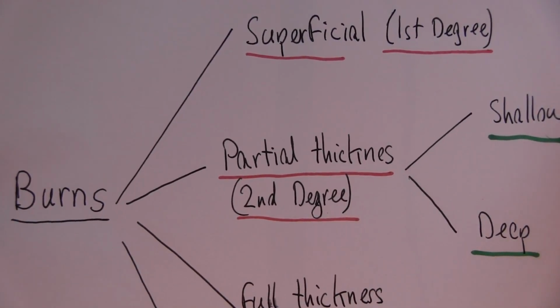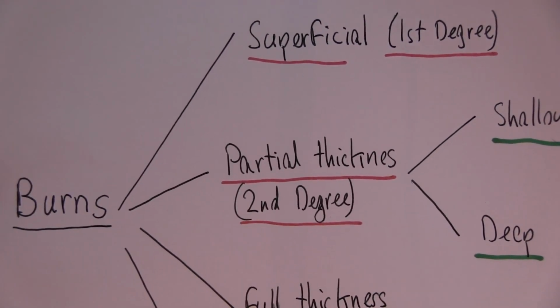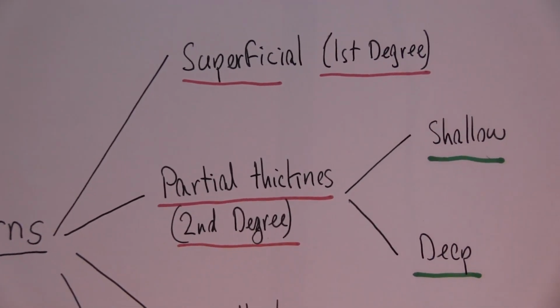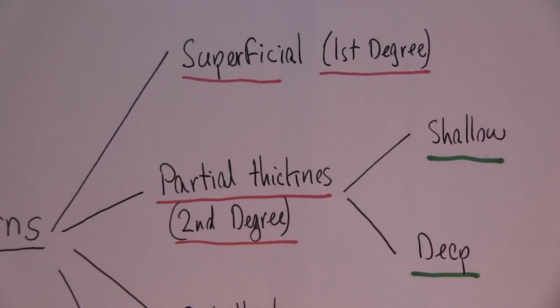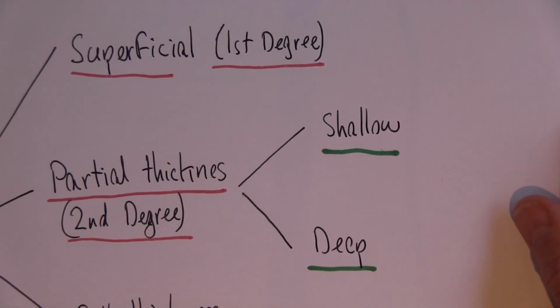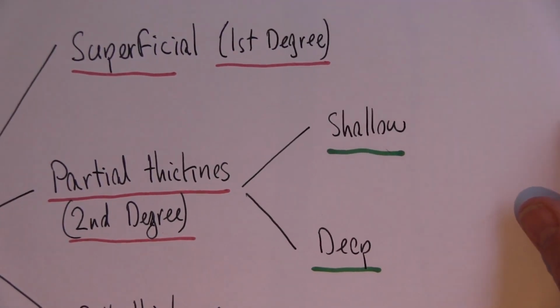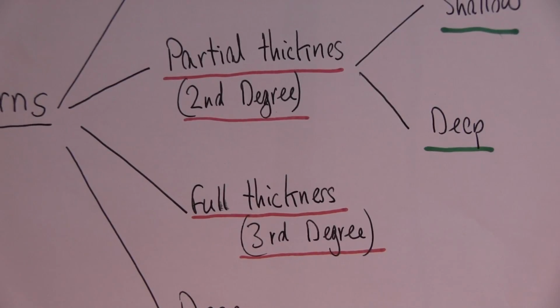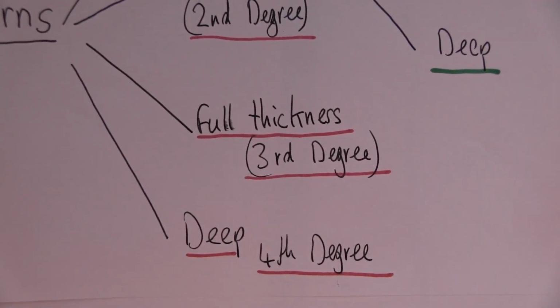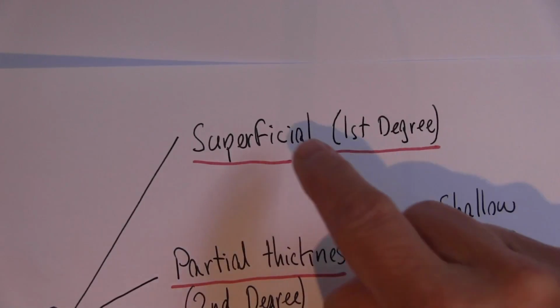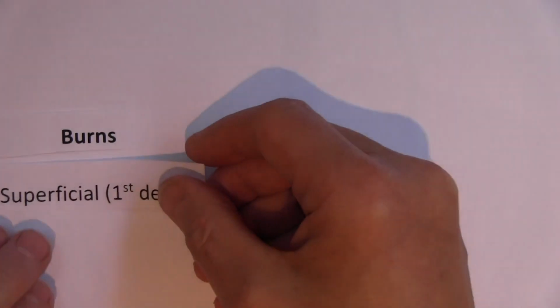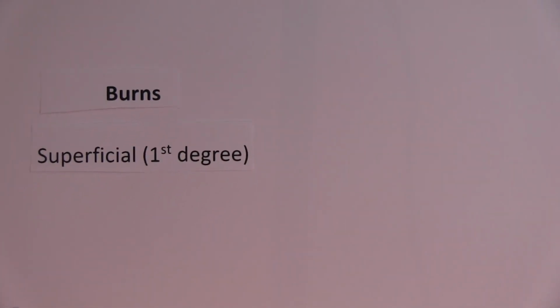Now here's the classification of burns we've already considered, dividing burns into superficial, partial thickness, which can be shallow partial thickness or deeper partial thickness, and full thickness, or the deeper type of burns. So now I want to think about the superficial types of burns, the so-called first degree burns. So we have burns here, and we're talking about the more superficial types of burns.